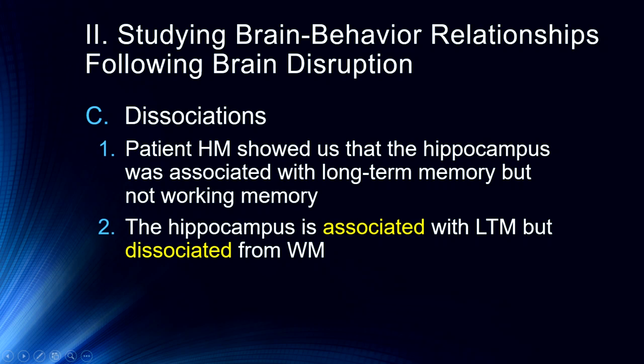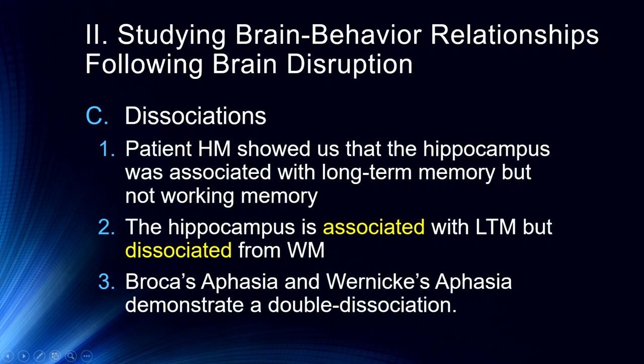So what we learned from that is the hippocampus is associated with long-term memory, in particular conscious episodic memories, but it's dissociated from working memory, and that's a dissociation. So the hippocampus has been dissociated from working memory, because we have damage to the hippocampus, but we don't have any loss of working memory.